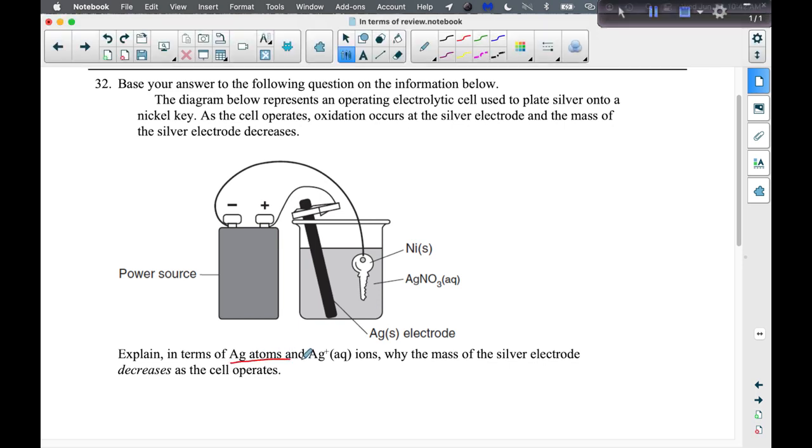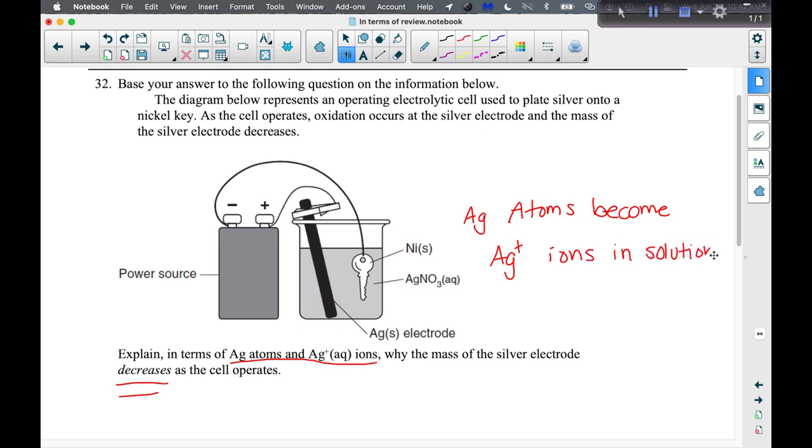This one is similar to another question that we just did. Anytime you are talking about an anode getting smaller, it is because the atoms, so in this case it was the Ag atoms, become Ag plus ions in solution. At the anode, the atoms become ions. If this had asked instead why the cathode gets bigger, at the cathode, ions become atoms.